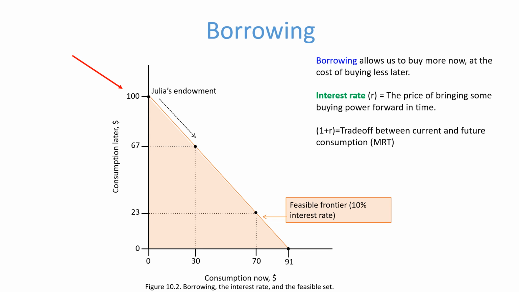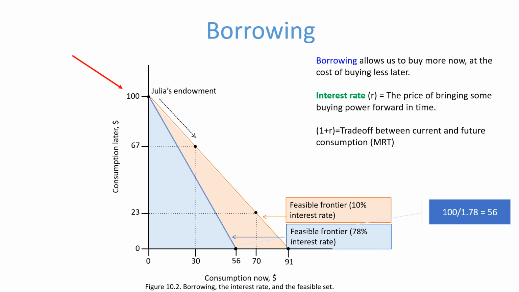Now, suppose that the interest rate is higher. Let's say it's 78%. At this interest rate, Julia can borrow a maximum of 56. What would then happen to the feasible frontier? The slope would be bigger, so the feasible frontier goes inward and the feasible set becomes smaller. That illustrates that with a higher interest rate, the capacity to consume in the present is smaller.